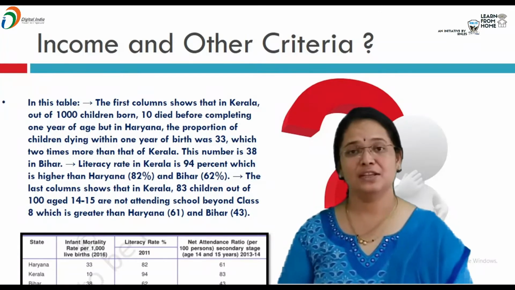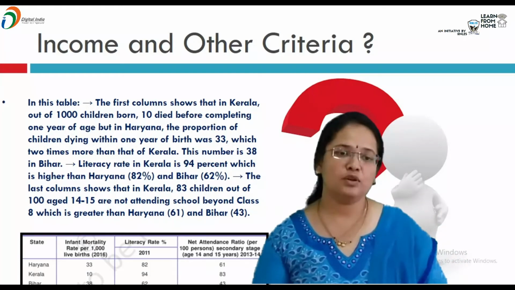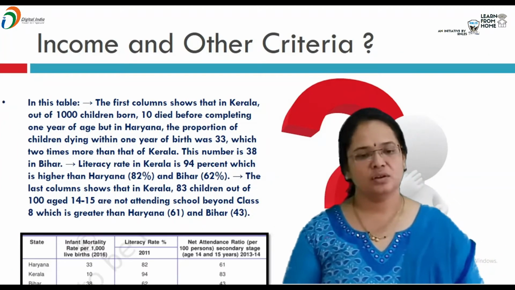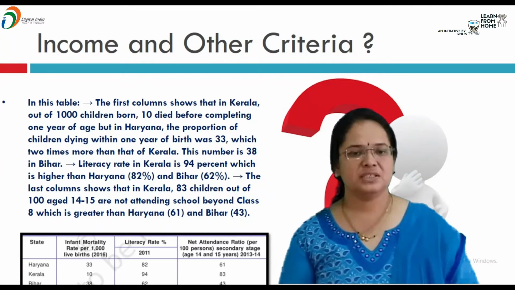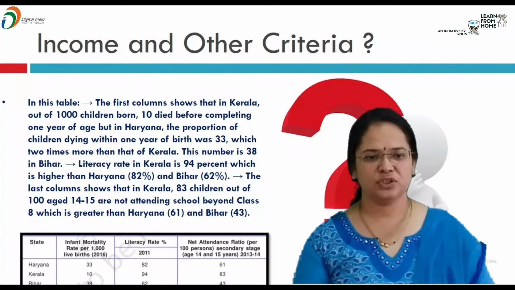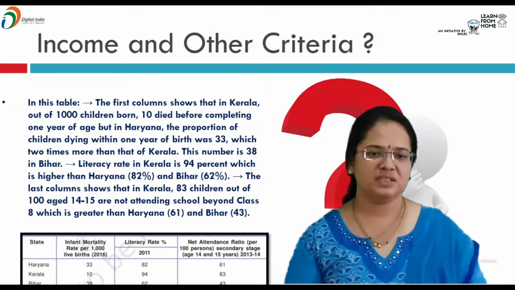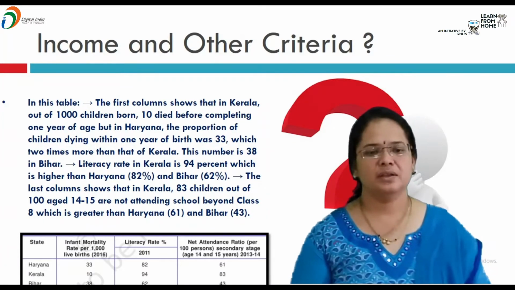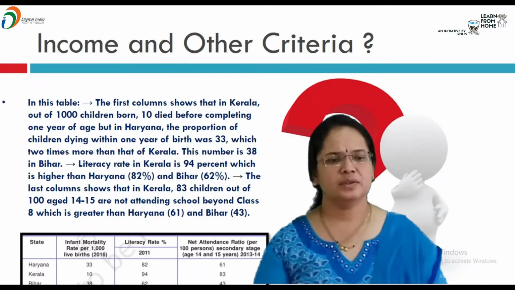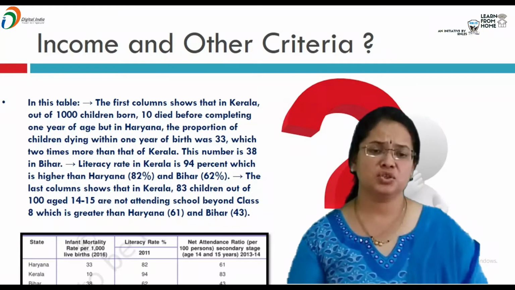Understand what exactly development is and the terms inside it. Now in this table, the first column shows that Kerala has an infant mortality rate of 10, that is 10 died before completing 1 year, and in Haryana the proportion is 33, and in Bihar the proportion is 38, meaning the number 38 in Bihar is more. In the case of literacy also, Kerala is 94%, Haryana is 82% and Bihar is 62%.